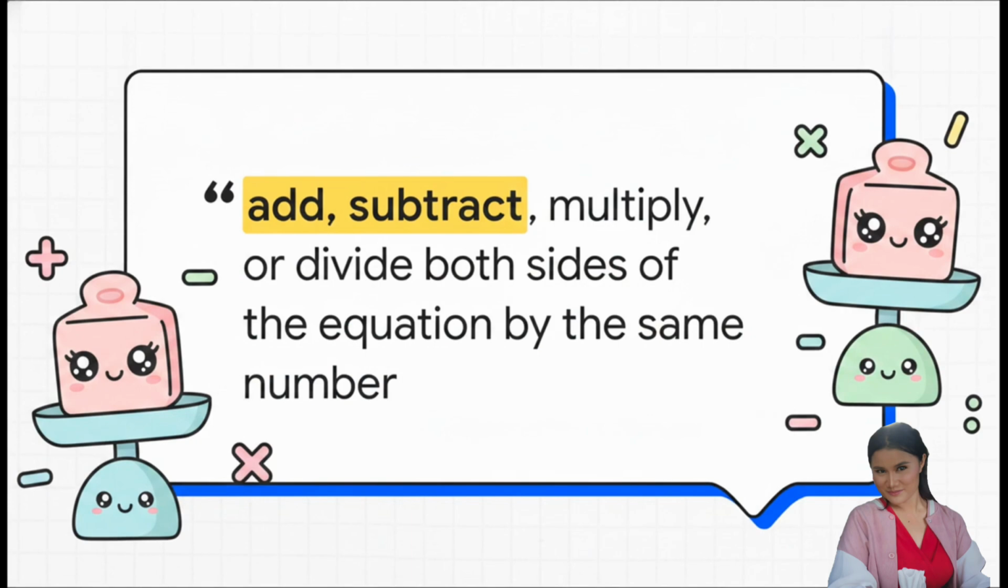And that brings us to the absolute golden rule of algebra. Whatever you do to one side, you must do to the other. Guys, think about it. If you add a heavy weight to one side of our scale, what happens? Boom, it tips over. Unless, of course, you add the exact same weight to the other side. And the same goes for taking weight away. You just have to treat both sides identically.